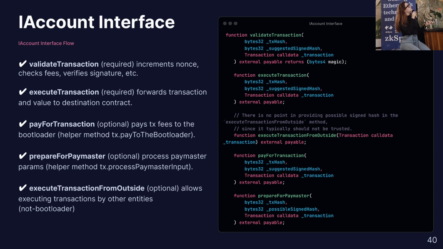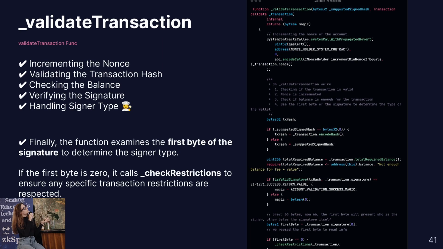The validate transaction function is one whose implementation can take different forms, right? Inside this function, from the start, we increment the nonce for that transaction, whether it's going to be successful or not. We validate the transaction hash. We check the balance, whether we have the money to pay for that transaction fee, and then we handle the signature, the signer type.